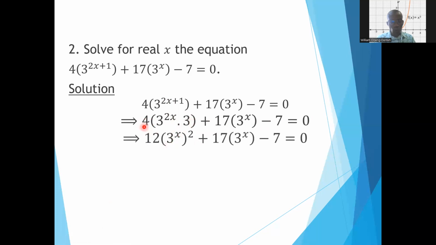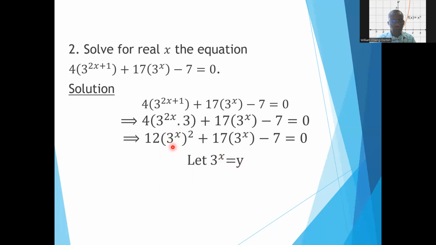So 3 times 4 will give us 12. And then we have 3 raised to the power 2x, but we can rewrite it as 3 raised to the power x all squared. And this is also from the previous lessons that we introduced. So we know that anytime we have this, we can bring this out, even if they are multiplying themselves, so that we get it in the quadratic form in 3 raised to the power x. So here, we'll then do some substitutions. We shall represent this by y, and then from there, we move on. So we said that let 3 raised to the power x be equal to y.